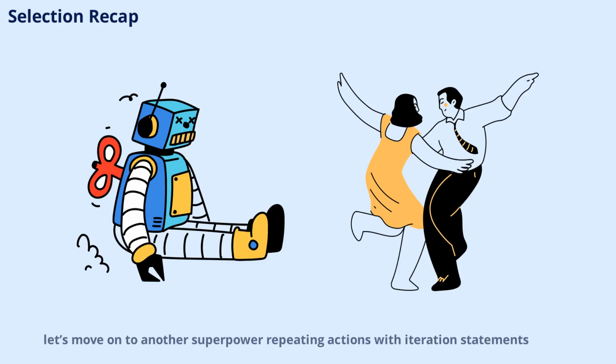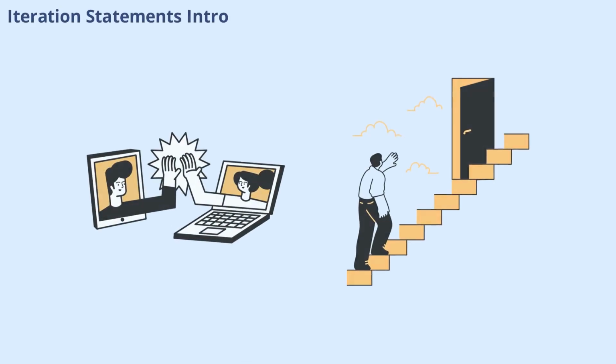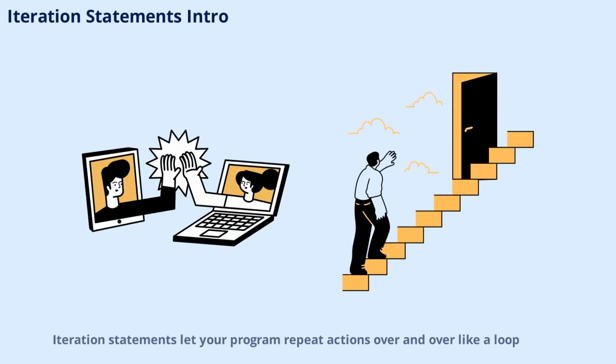Now let's move on to another superpower: repeating actions with iteration statements. Iteration statements let your program repeat actions over and over like a loop. Imagine Java the robot sweeping the floor. He keeps sweeping until the room is clean. In Java, we use for, while, and do while loops to repeat code. These loops are super useful when you want to do something many times without writing the same code again and again. Let's see how each loop works with some fun examples.